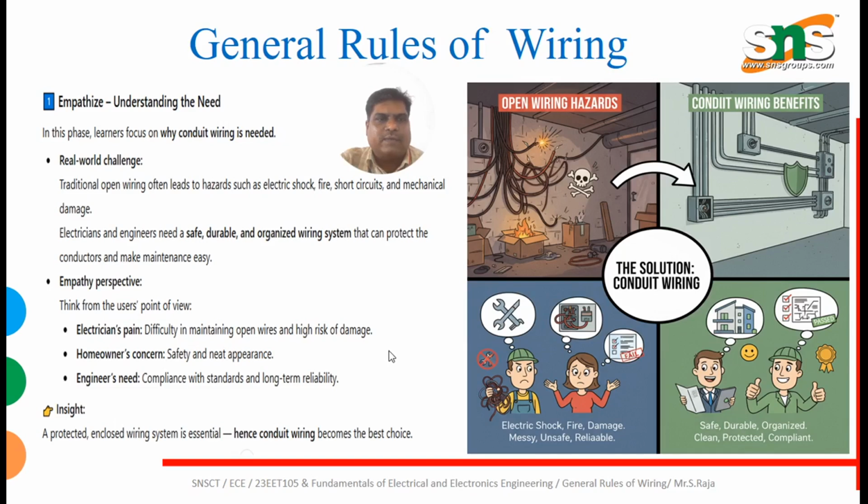Empathy perspective. First, we can see the electrician's pain: difficulty in maintaining open wires and high risk of damage. Homeowners' concern: safety and neat appearance. Because these wires are open, if they are placed in a neat condition, it looks very safe. Then engineers need compliance with the standard and long-term reliability. So here the empathy part is completed.